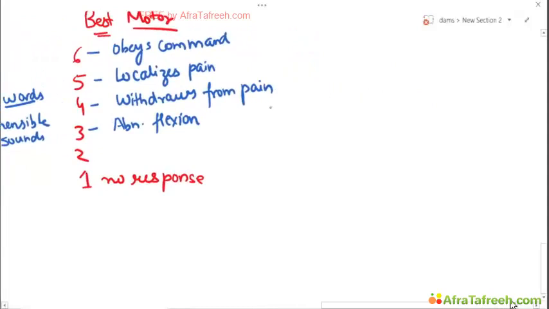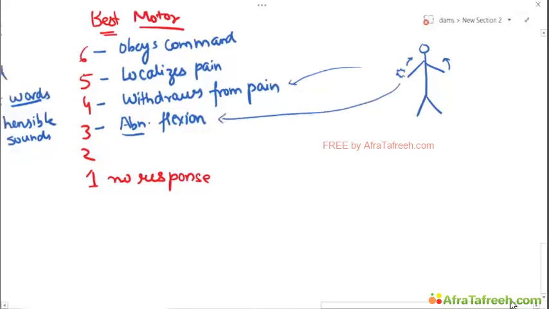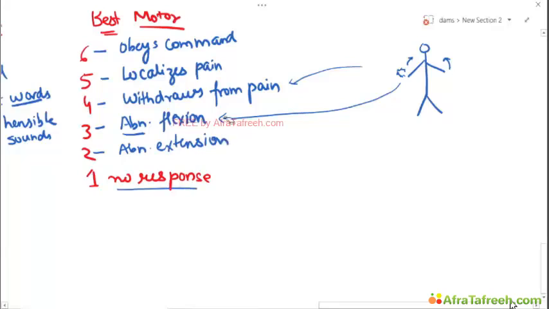Okay. So what is the difference between the two? So if we have a person, if we give a pain stimulus here, he would withdraw this arm. Okay, so this qualifies for 4. But if we give a pain stimulus here and he withdraws this arm as well as this arm both, this is an abnormal flexion. Okay, so this does not qualify for 4, then it qualifies for M3. Okay, 2 is abnormal extension and 1 is no response.